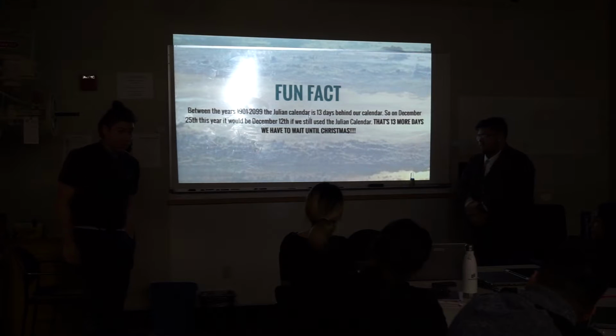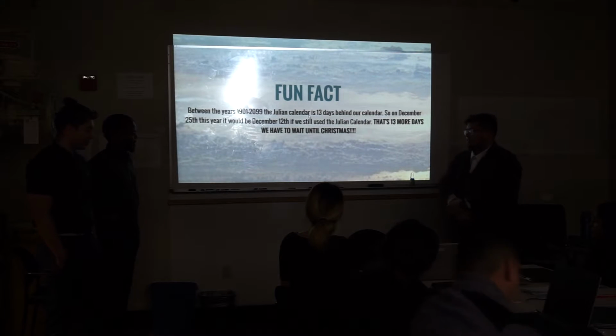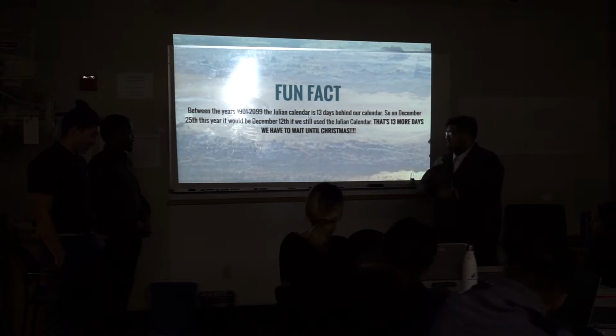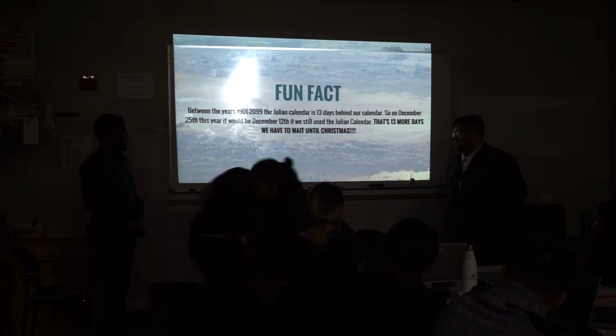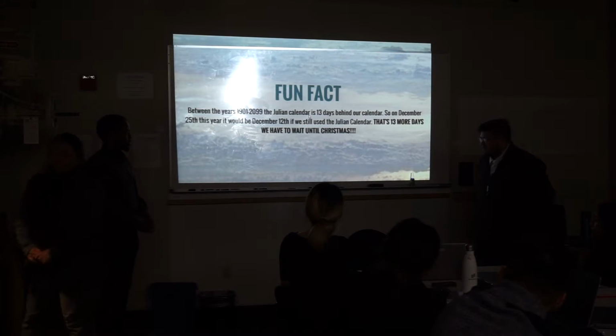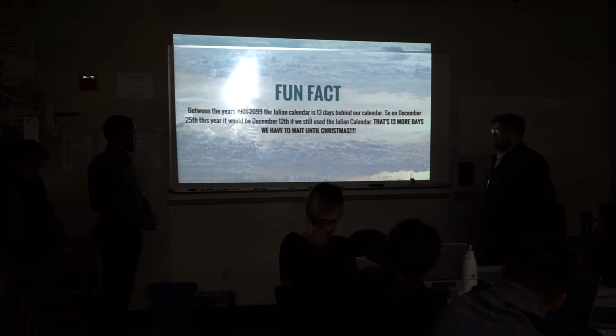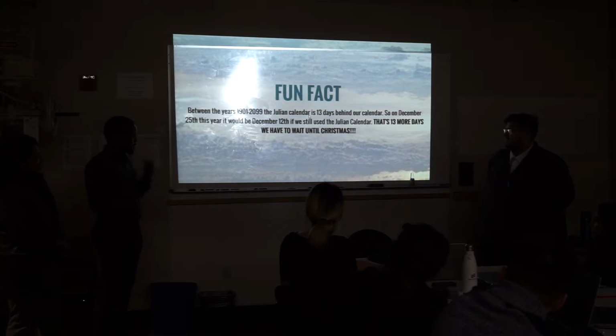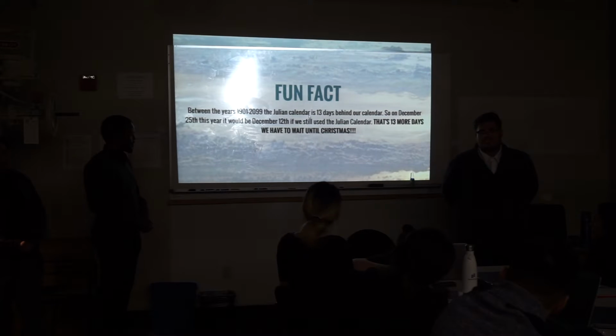So this is my fun fact. Between the years 1901 and 2099, the Julian calendar is 13 days behind our calendar. So on December 25th of this year, it would actually be December 12th if it was the Julian calendar, which means we have to wait 13 more days until Christmas.